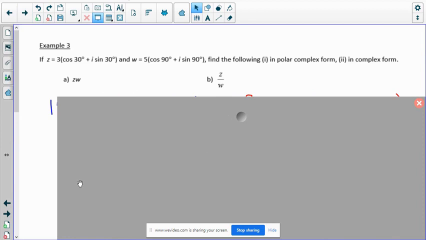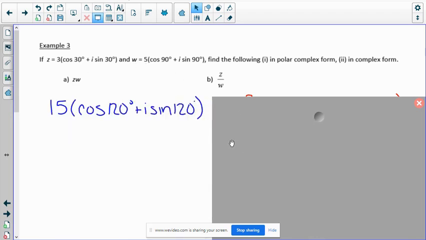All right, so if you wanted to multiply these two numbers, notice they are written in polar form. So when they're in polar form, it's very fast to do this. All I have to do is take 3 times 5, that's 15, and add 30 plus 90, and I get 120, and boom, I'm done. Now, this is in polar complex. If I wanted to write it in just complex form, like the second part, all I would have to do is note what is the cosine of 120, what is the sine of 120, and multiply by 15, and I'd be done.